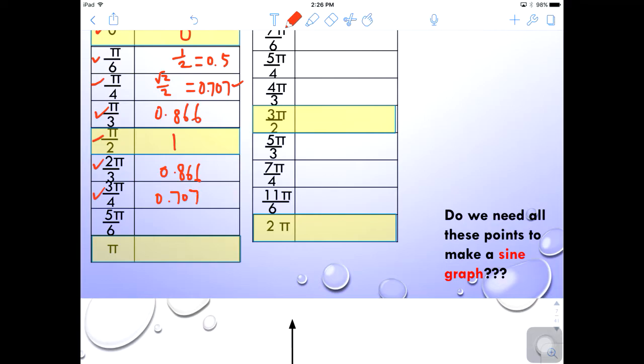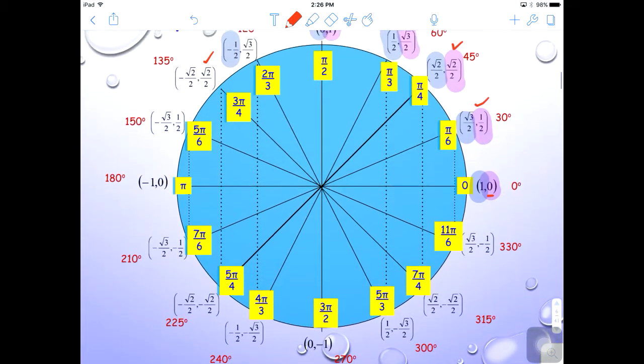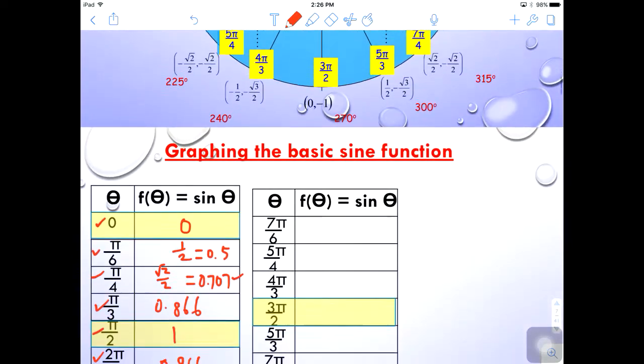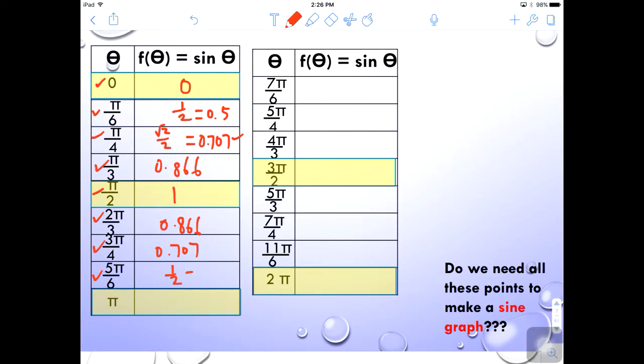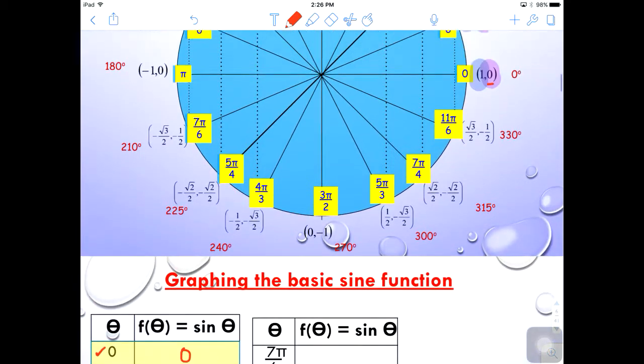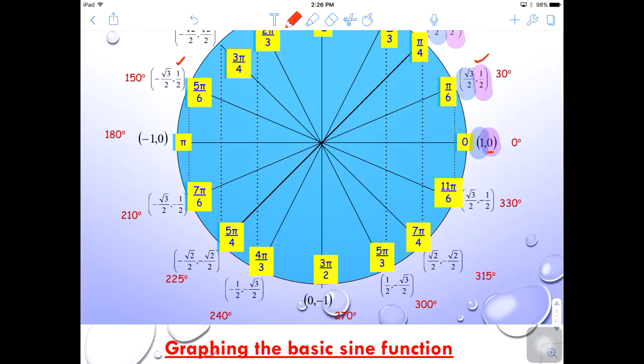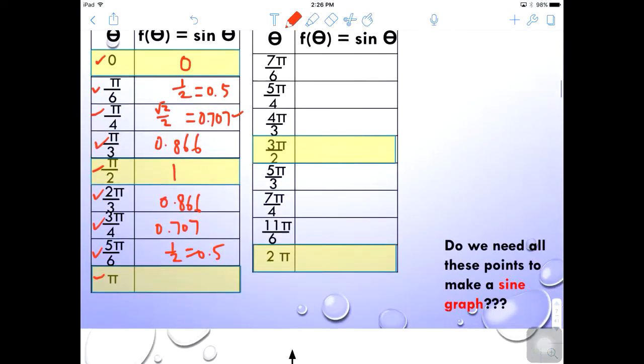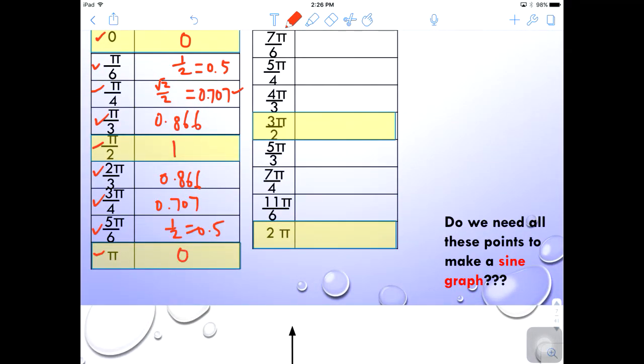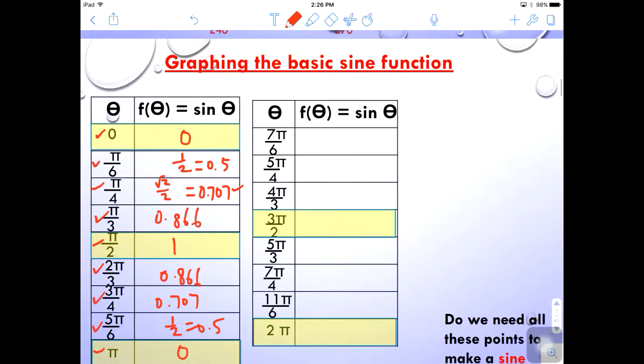And then 5 pi over 6, we are getting it from here again, which is 1/2, or 0.5. And then at the pi mark, it's a special one. It's on the line. So sine is the second number, which gives us 0. And if we keep going like this, I'm just going to write the rest of the answers. So you can just refer to the chart for these values right here.